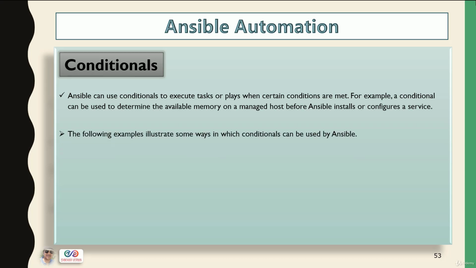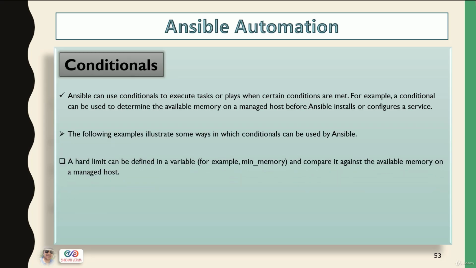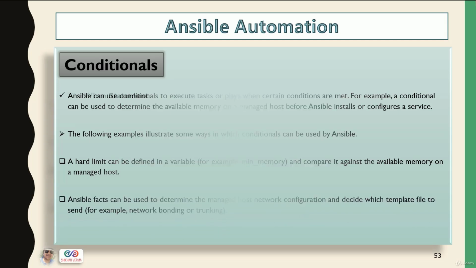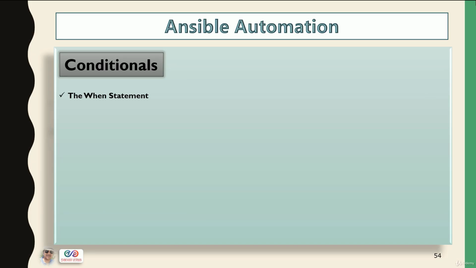So here we have a few examples. The hard limit can be defined in a variable, for example minimum_memory, and compared against the available memory on a managed host. You can also use Ansible facts. So how can we use conditionals in Ansible when writing the playbook? You have to use the when statement.